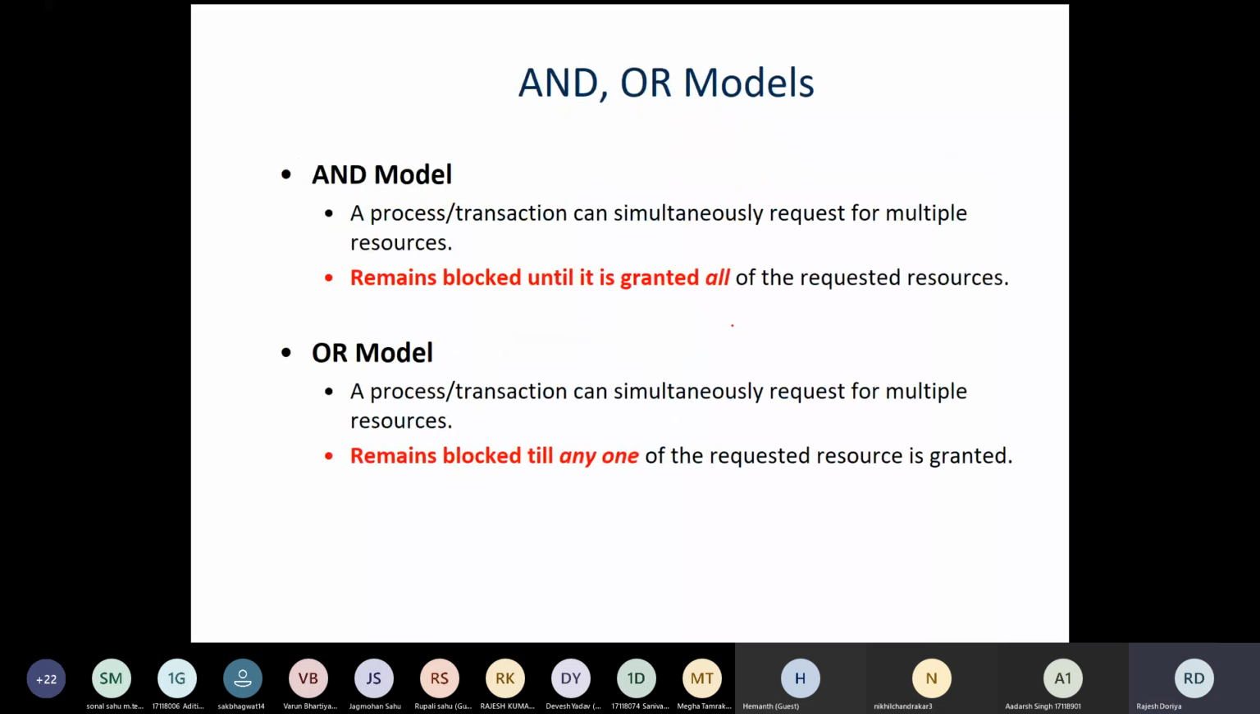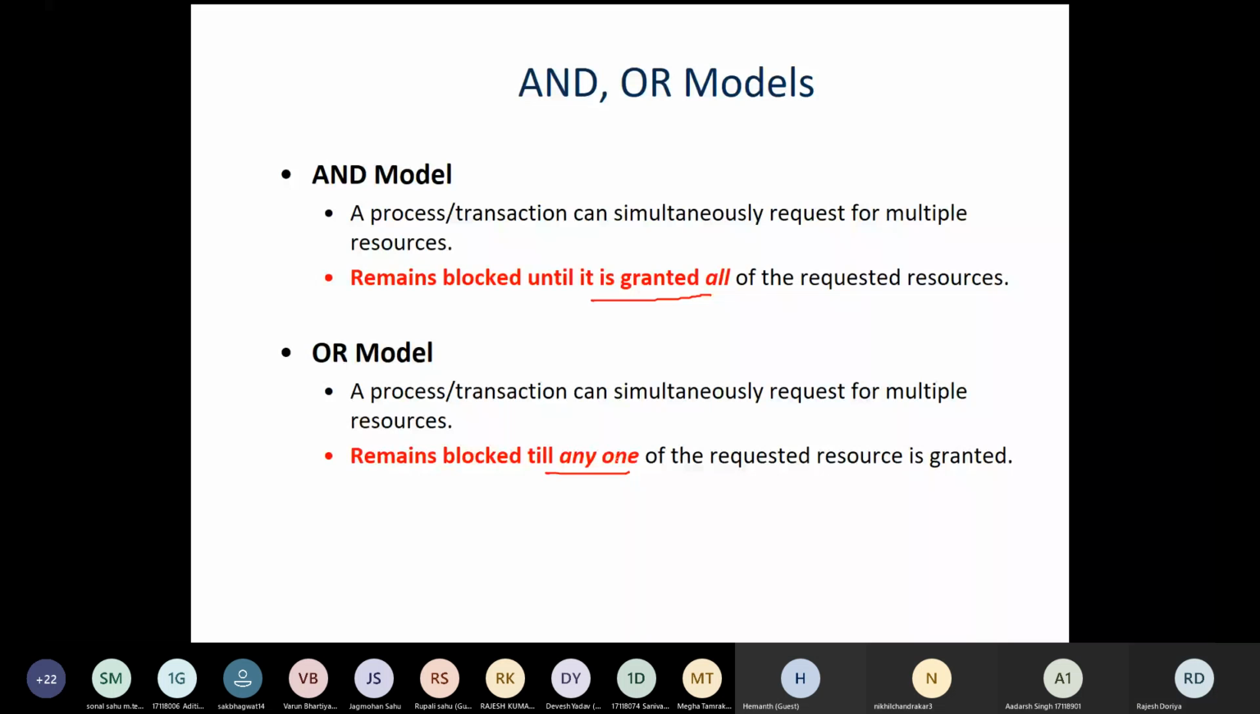There can be two types of models in deadlocks, called AND models and OR models. In the case of AND models, a process or a transaction can simultaneously request multiple resources. And if it is requesting multiple resources, then it remains blocked until it has got all the resources, or all the resources have been granted to it. And in the case of the OR model, again a process or transaction can request multiple resources, and it remains blocked until at least any one of them has been granted. So this is the basic difference between the AND and OR models.